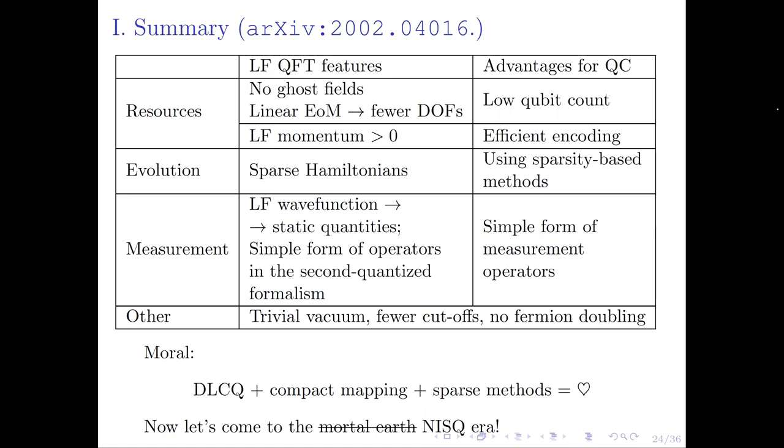And so all of these lead to lower qubit counts. You have fewer degrees of freedom and you can store them more efficiently. The Hamiltonians are very sparse, which is good because it means that we can use sparsity-based simulation methods. And on the theory side, we have a simple form of measurement operators, and this naturally results in a simple form of qubit measurement operators.